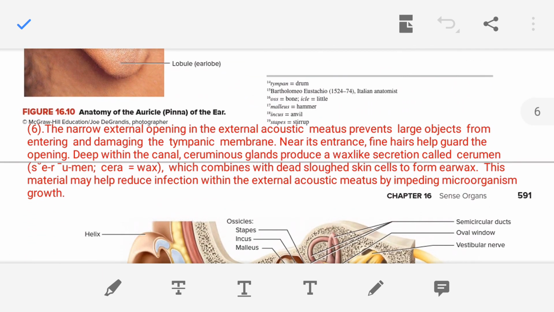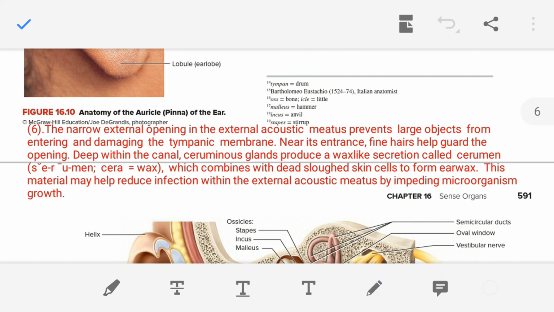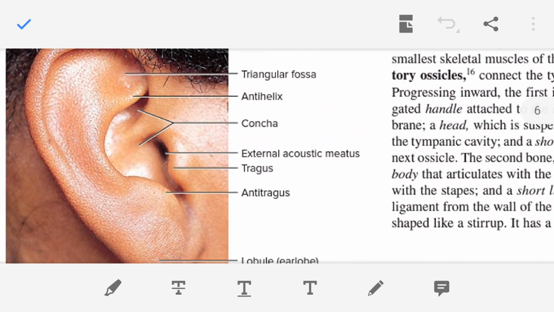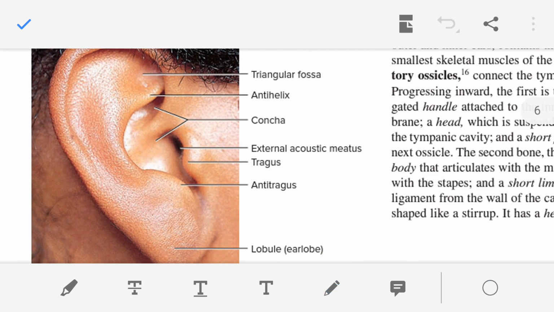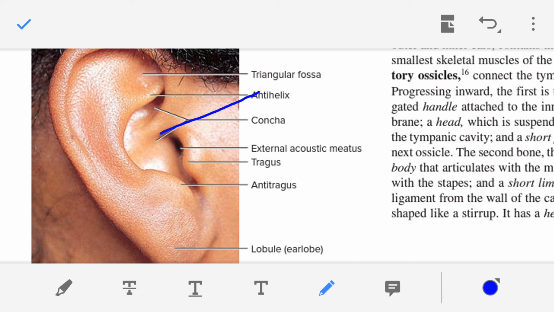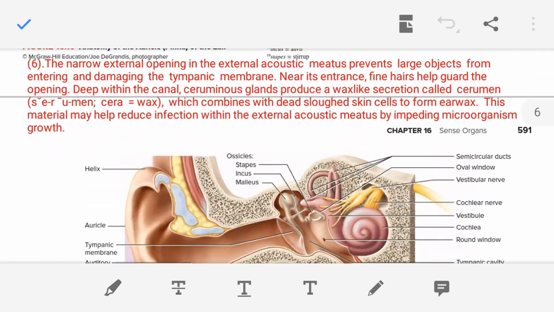Now the external acoustic meatus is having narrow external opening. For example, you can see this over here, this is this way, okay, external acoustic meatus, and we can understand this is like this, okay, and here there will be tympanic membrane. So the outside, this portion, this is the narrow opening of external acoustic meatus, okay.